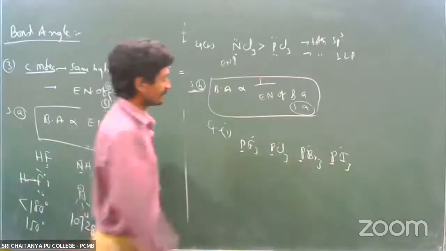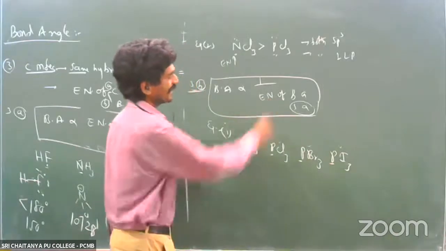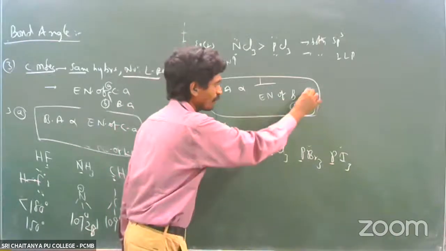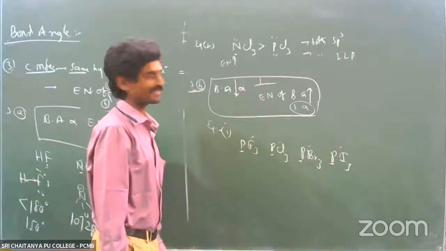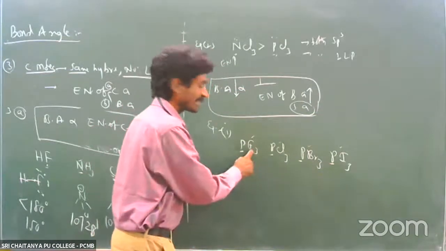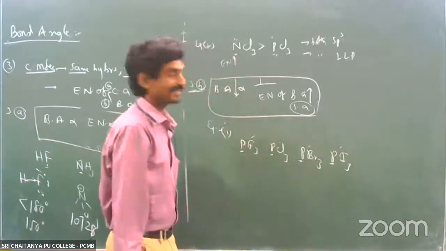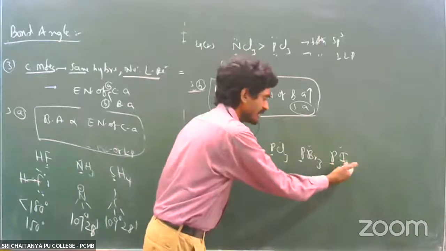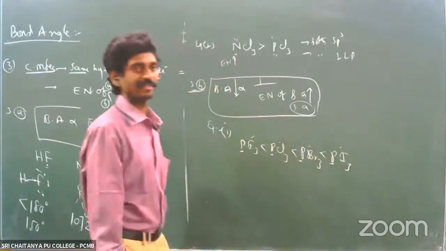Now, what is the factor I gave? If the electronegativity of the bonded atom is more, the bond angle is less. So here, fluorine electronegativity is very high, but iodine electronegativity is very low. That's why, if electronegativity is less, the bond angle is more. Got it? Understand?